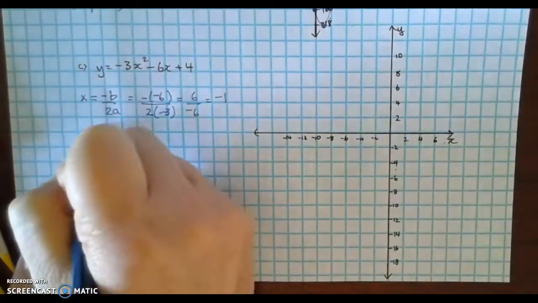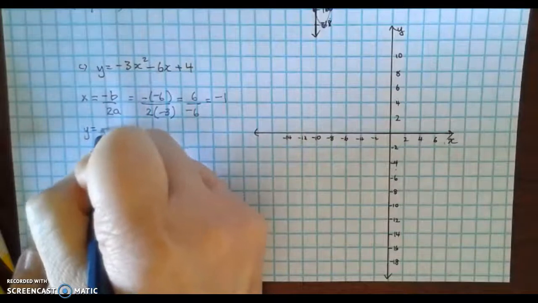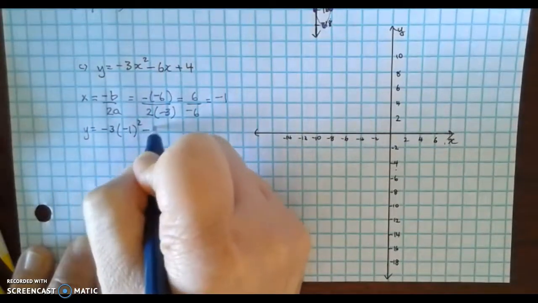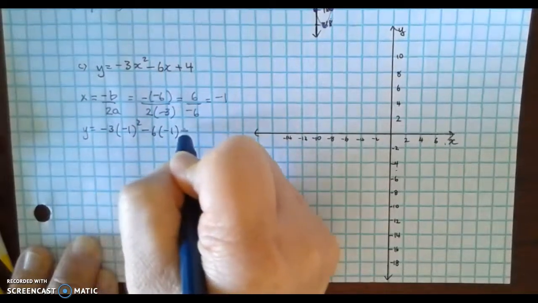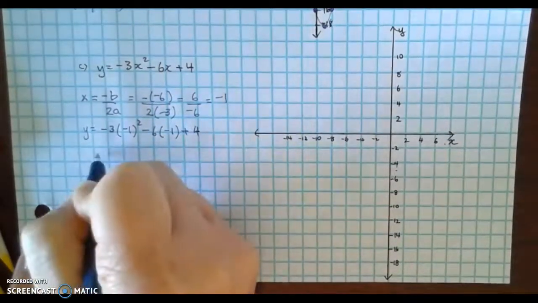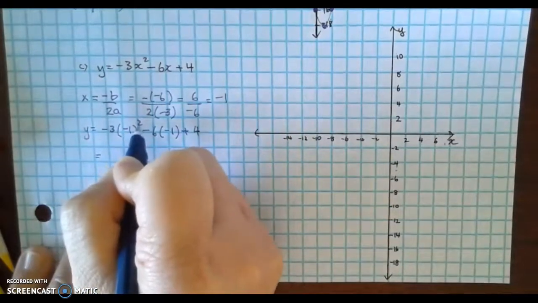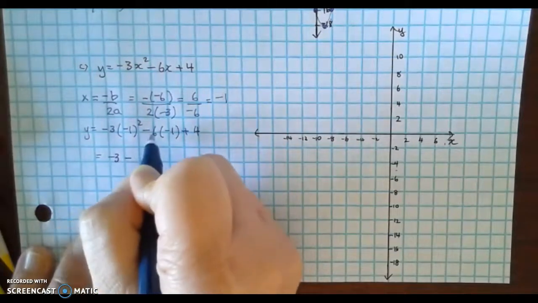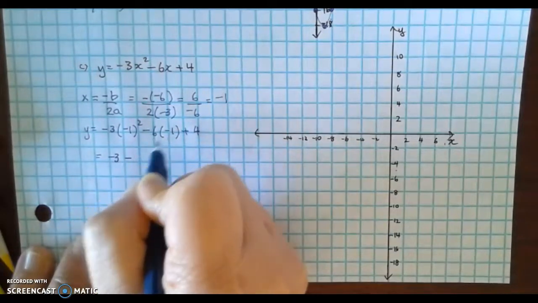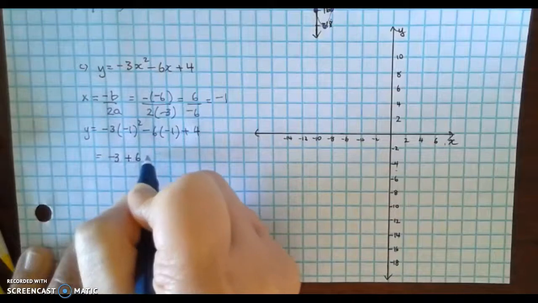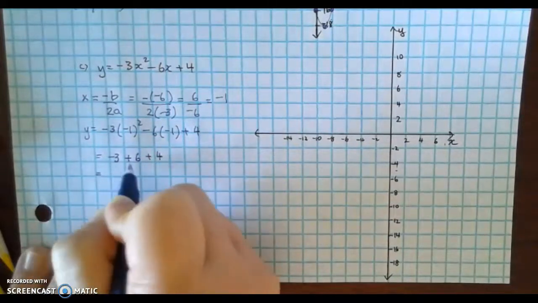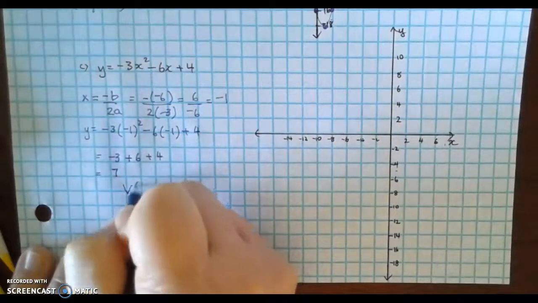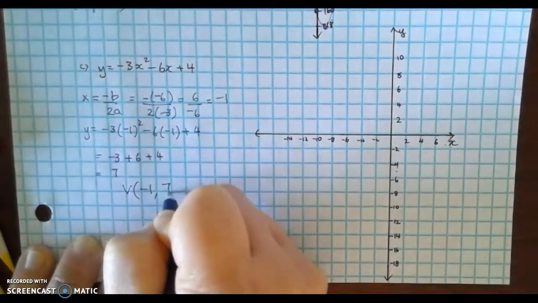Let's see what y value is by substituting that into the equation. 3 times negative 1 all squared. Notice that I am using my parentheses to not lose my positives and negatives. So negative 1 squared is 1 times 3, negative 3, is negative 3 minus negative 6 times negative 1 is positive 6 plus 4. So that's going to be 10 minus 3 is going to be 7. So my vertex I found to be negative 1, 7.